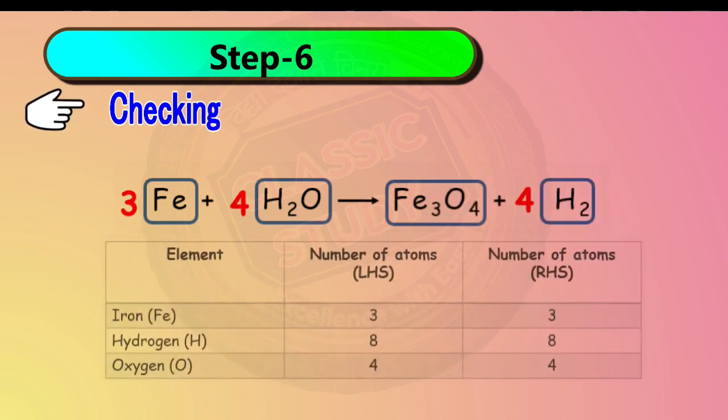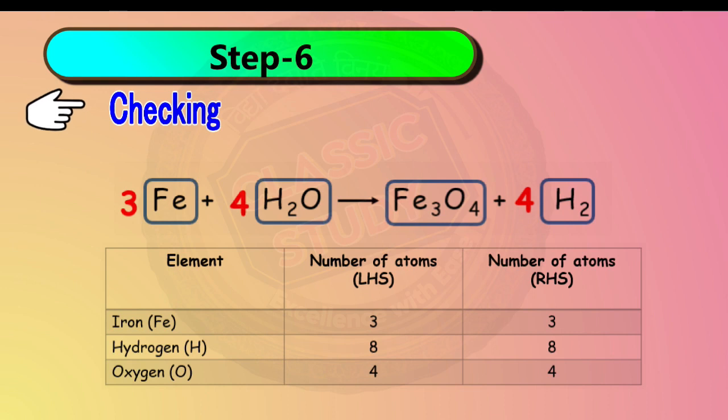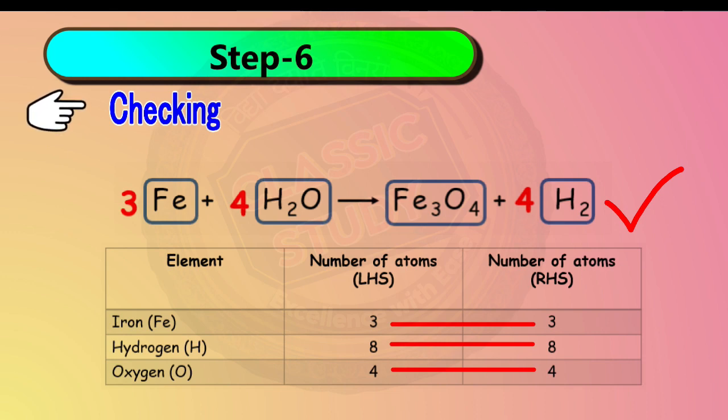We tally the elements with their atoms. Iron has 3 on LHS, 3 on RHS. Hydrogen has 8 on LHS and 8 on RHS. Oxygen has 4 on LHS and 4 on RHS. So we can see the numbers have been equalized, and there is also an increase in the number of atoms altogether from the initial skeletal reaction to the balanced reaction. So our final balanced equation is 3Fe plus 4H2O gives Fe3O4 plus 4H2.